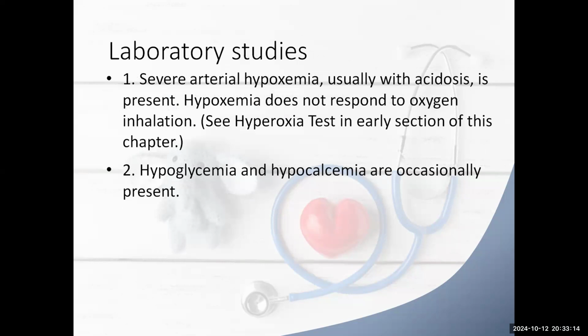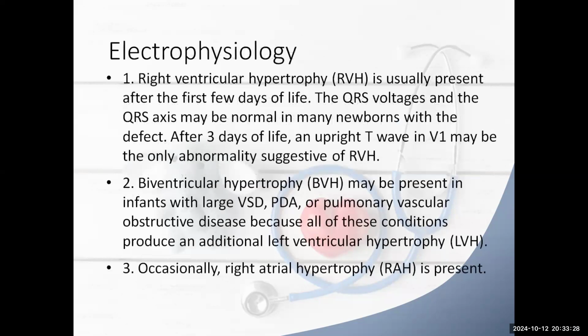This patient will be born, as we know, with severe hypoxia or severe metabolic acidosis due to the saturation of blood and low PO2. And lots of these patients will have hypoglycemia and hypocalcemia. In electrophysiology, in ECG, he will have right ventricular hypertrophy.